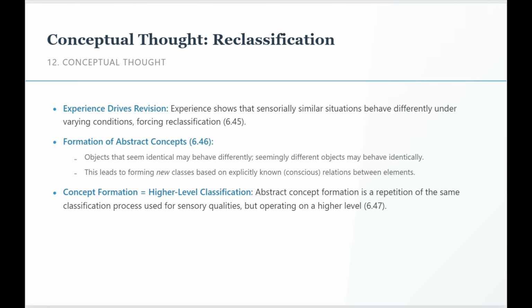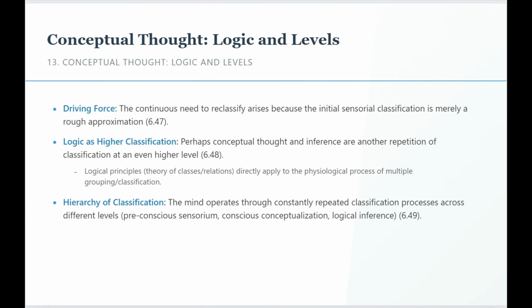Why do we keep reclassifying? Because the first pass from our senses is just an approximation, often a poor one, shaped by evolution, biology, and practical needs. It's not accurate enough to predict the world reliably. This constant need for refinement pushes us towards higher levels of classification. Could it be that even logical thought and inference are just another step in this process?